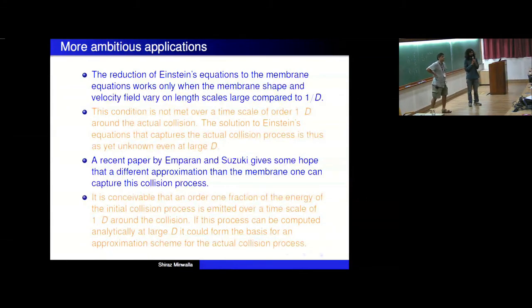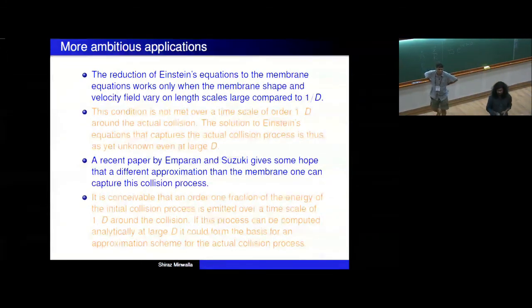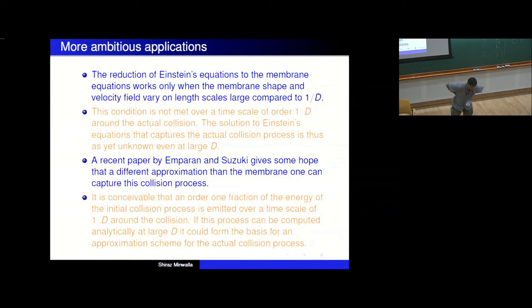Maybe take one quick question for Shiraz. So can you get the black hole scattering matrix in the large D limit? What do you mean, black hole scattering? Meaning two black holes? Yeah.